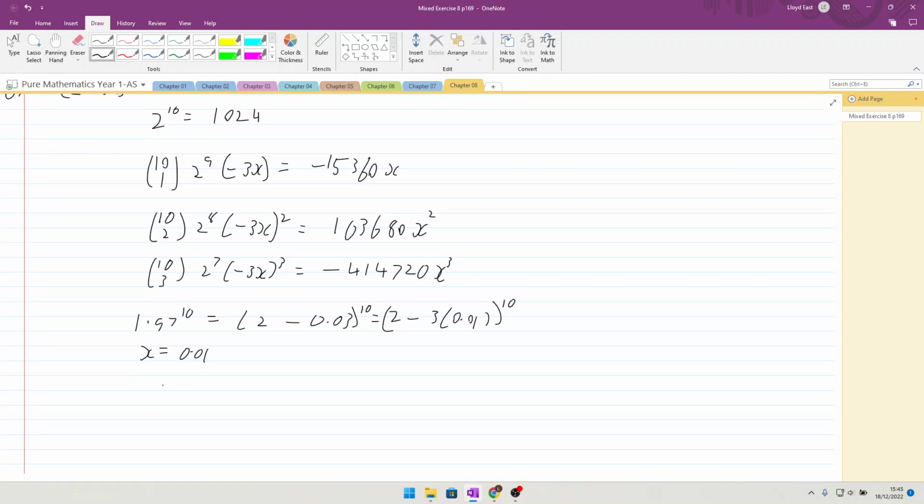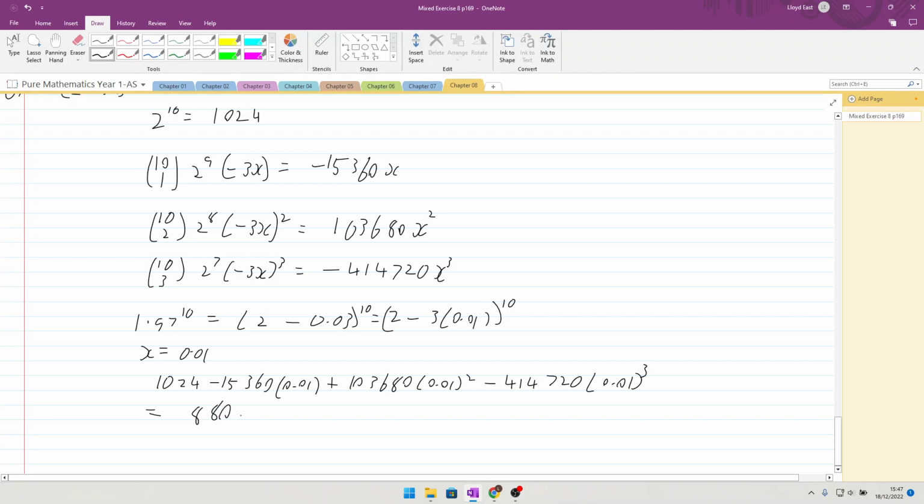So altogether we have 1024 minus 15360 times 0.01 plus 103680 times 0.01 squared minus 414720 times 0.01 cubed, and after putting it all into the calculator we get 880.353328, and they wanted it to 2 decimal places, so 880.35.